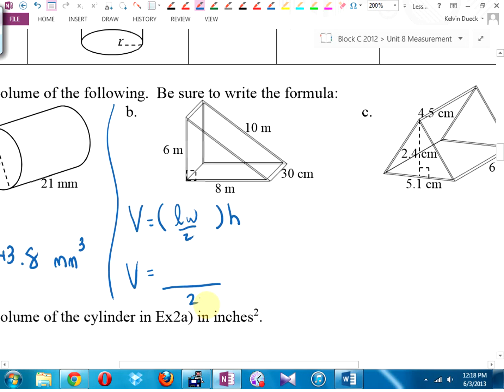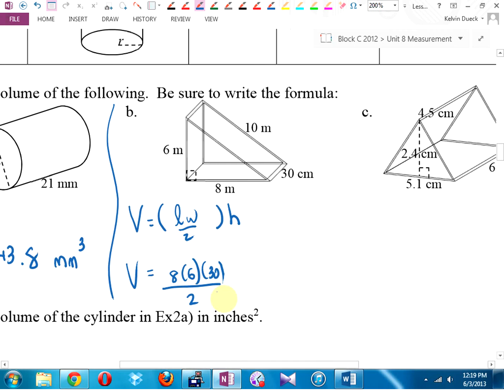See the triangle? What's the length of the triangle? 8. That's also the base of the triangle. What's the height of the triangle? 6. And then if you flip this on its end, laying it flat, what would the height of the shape be? 30. Are you using the 10 at all? Nope. Just there to distract you.